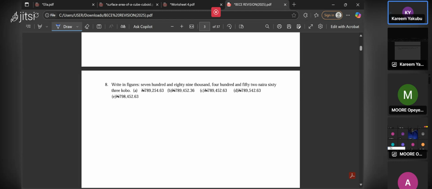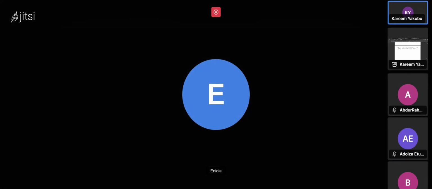789,452 naira 63 kobo. Now, if you have this kind of question, you want to interpret it. My advice is this. Look at the way I'm going to do it, because as simple as this question is, you can still miss it. We start from the first one, 789,000. That's the highest digit we have there. We write that 789,000 in figures.